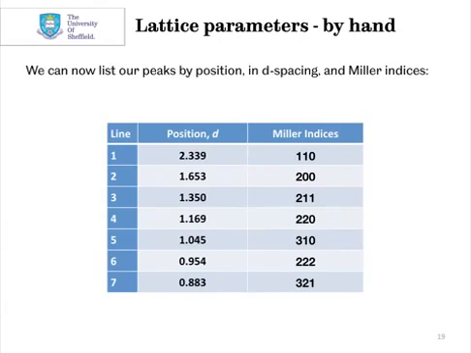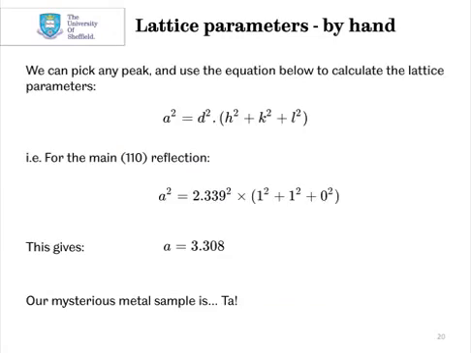Next, we can compare this. So we've got our d spacings and our Miller indices for the peaks, and this is all the information that we need to calculate the lattice parameters. We can pick out any peak and use the equation that we derived a second ago. So for example, for a 110 reflection, we found this at a d spacing of 2.339 angstroms, so we can plug those values into the equation, and that gives us a lattice parameter a of 3.308 angstroms. If you remember the possible values we were given earlier, we can now confirm that our mysterious metal sample is in fact tantalum.